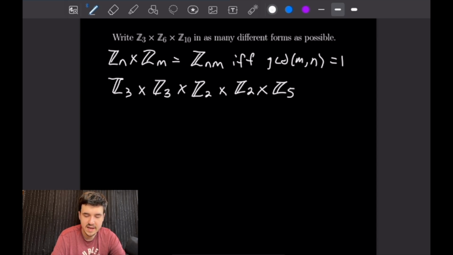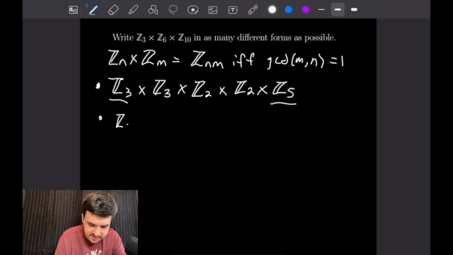From here, I want to note the different numbers that we can combine. We can combine 3 and 2, 2 and 5, and 3 and 5, as well as 3 and 10 potentially. But we can't combine 3 and 3 or 2 and 2 because they are obviously not relatively prime. So let's work on some combinations. Well, for one, what we just wrote out is a possible form. Let's write out another one. We can combine our Z3 and our Z5 to get a Z15. So let's go ahead and do that.